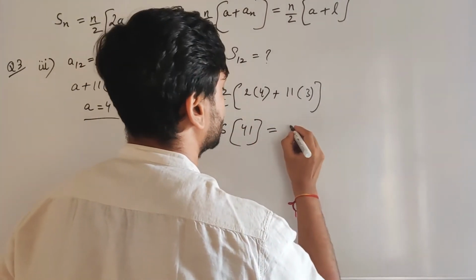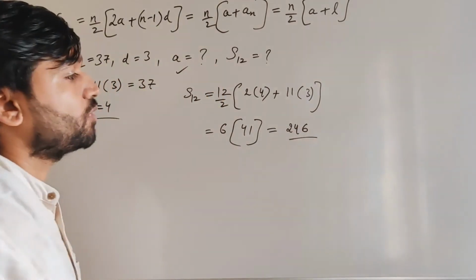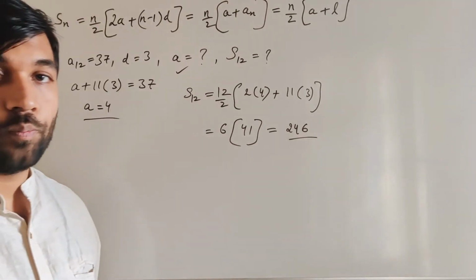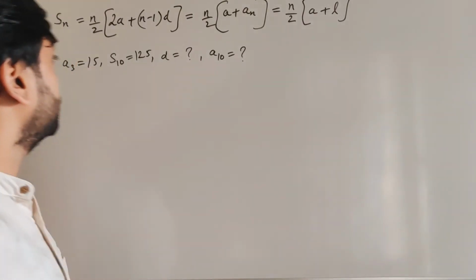So your answer is 246, the sum of the first 12 terms. And A value is 4. Okay? So question number 3, part 4.